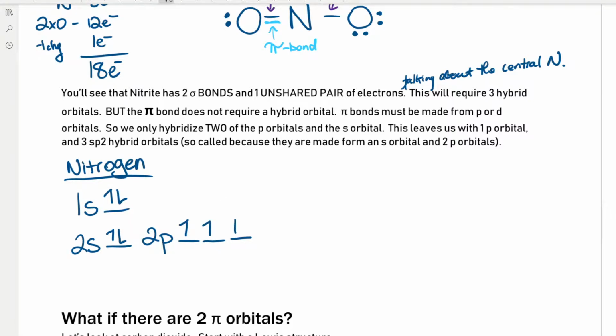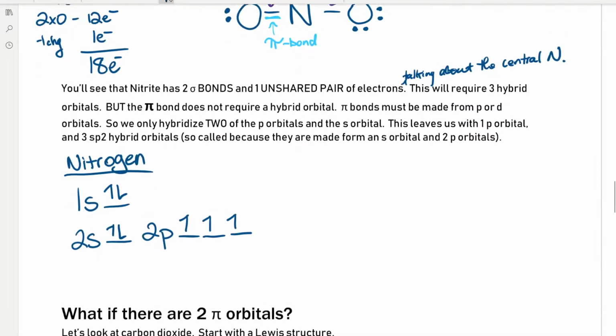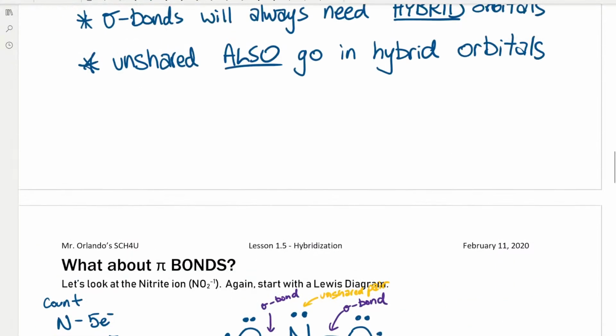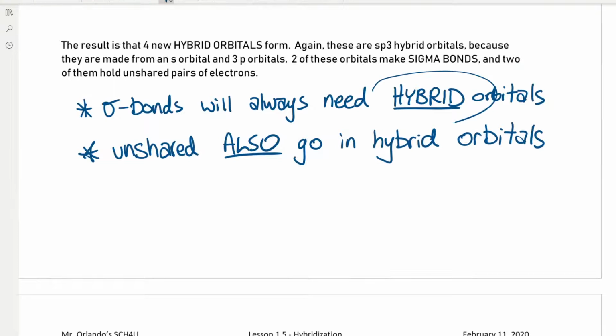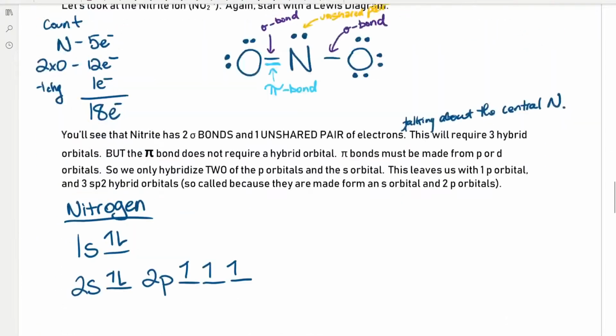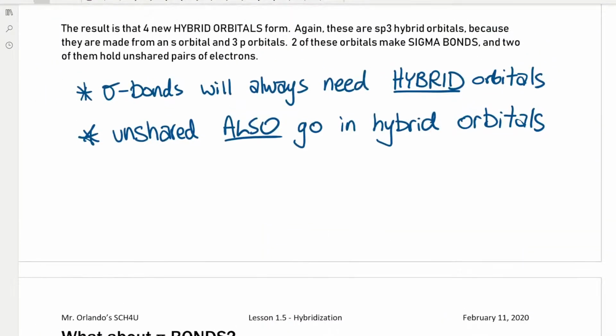Now you might be tempted to say, well, that's perfect. We've got our unshared pair, and we've got 3 bonds ready to go. Isn't that what nitrogen's making? But 2 rules. First rule, sigma bonds need to be in hybrid orbitals. Unshared pairs need to go in hybrid orbitals. But we can put our third rule here. Pi bonds do not go in hybrid orbitals.